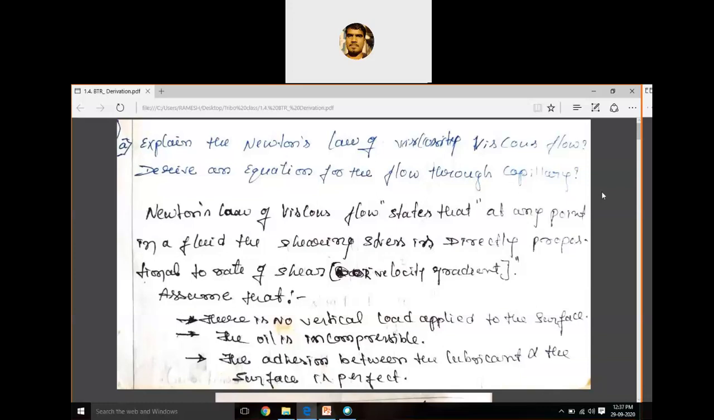Next assumption, the adhesion between the lubricant and the surface is perfect. It may be the bottom surface or the top surface. So there is a perfect adhesion between the top layer of the lubricant and the surface, or the bottom layer of the liquid and the surface. Then only will it transmit the velocity.